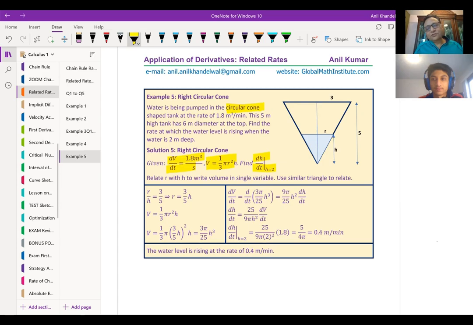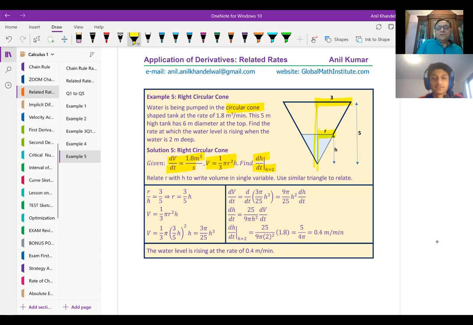Because they have mentioned a circular cone, it's a good idea to draw a diagram for that. A cross section, a neat diagram as we have shown here. They've already given 6 as the diameter, so I mention 3 as the radius, right? And height is given to us as 5, so we know this height. As I told you in the beginning, at some point in between, when it is 2 meters, we have to find. But in general, the water level is rising, with different radius, and the height is also changing. These two things are changing.